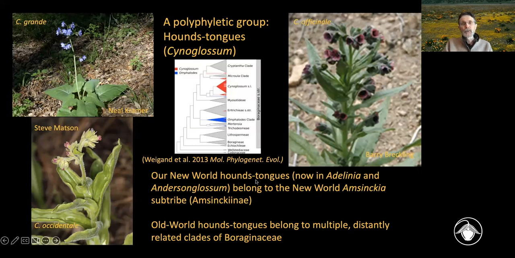And of our New World hounds-tongues, the type of Cynoglossum is in the Old World. Our New World hounds-tongues are now in the genera Adelinia and Andersonglossum, which actually are more closely related to things like Cryptantha, Amsinckia, and Plagiobothrys than they are to any of the species that they were traditionally placed with in Cynoglossum. So this was an important change in taxonomy. An extremely artificial group as traditionally circumscribed.